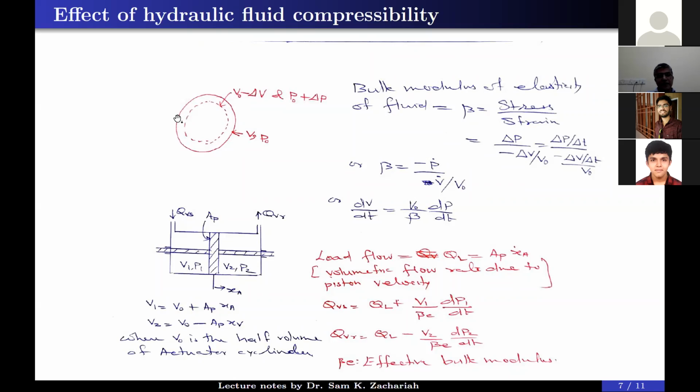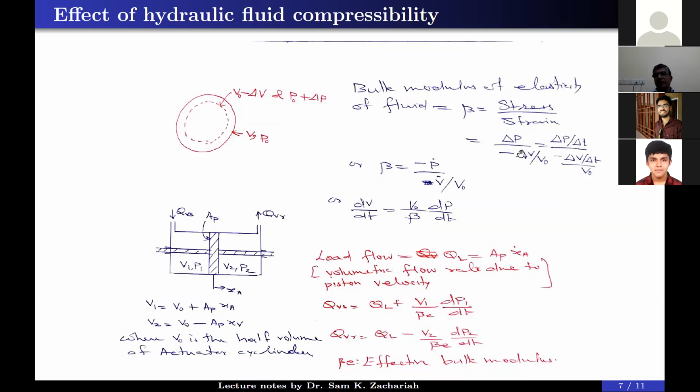That is, we are considering a finite volume of fluid V naught, that is a solid volume, and it is having a pressure P naught. Then we suddenly increase the pressure from P naught to P naught plus delta P, which will result in the volume reducing from V naught to V naught minus delta V. So the stress applied is delta P, where the strain is equal to minus delta V by V naught. And this will be a positive quantity.